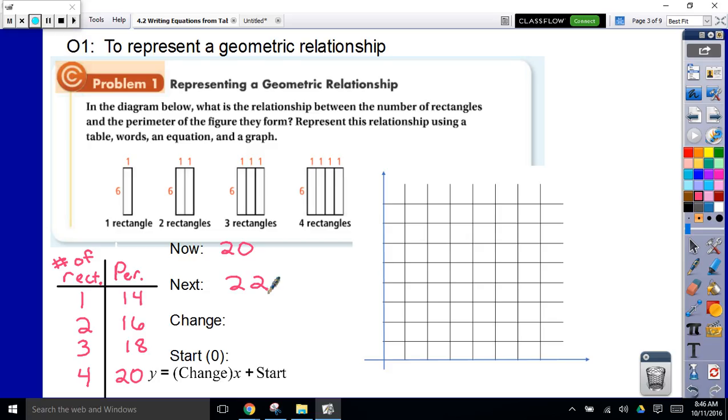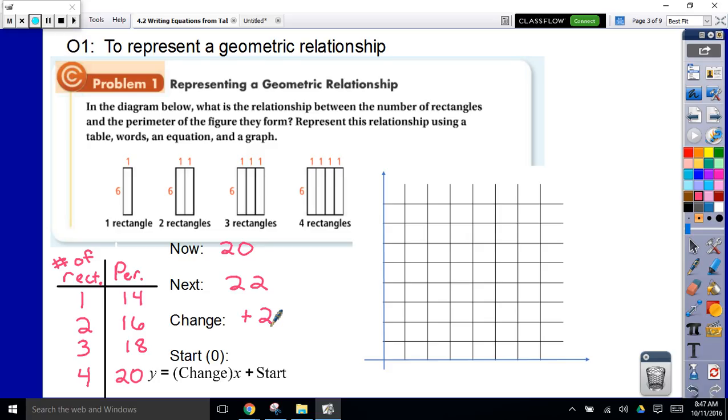The difference is 2. We're going up by 2 every time, so I'm going to write for the change, positive 2. And then the next thing on my little chart here is start. Now it's not possible for there to be 0 rectangles, but if we were to keep going backwards, say we weren't talking about rectangles and this was just some random pattern, if we were to go back to the number 0 as our independent variable, what would the dependent variable be?